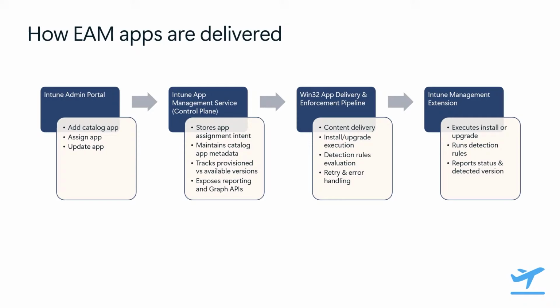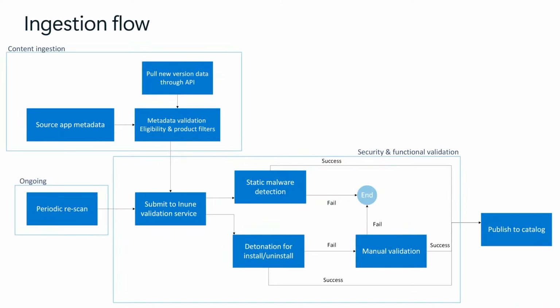Devices don't know that they're installing an EAM app. They're simply enforcing a Win32 app with well-defined intent. That architectural choice is what allows EAM apps to work with ESP, reporting, retry logic, and the Intune management extension without introducing a new agent or runtime. Let's get into the meat of this presentation and see how data flows through the EAM pipeline.